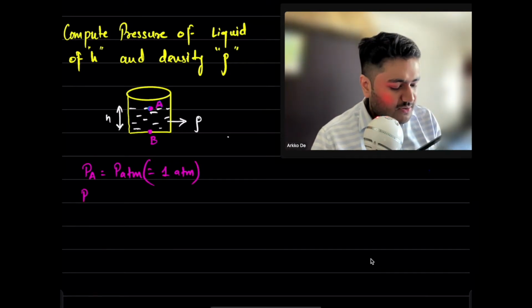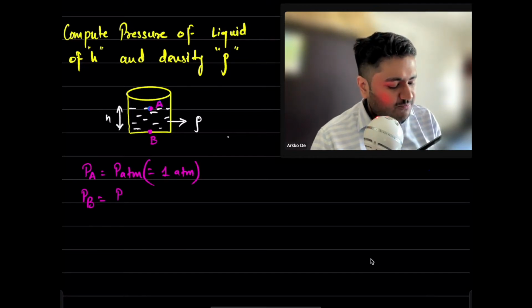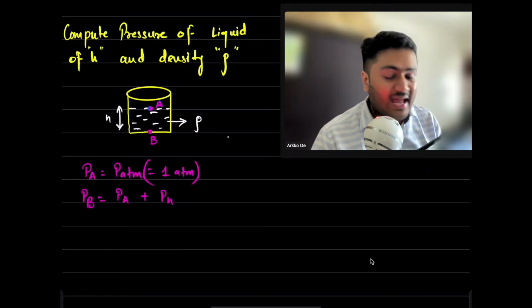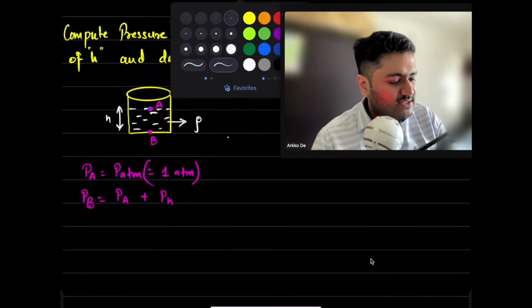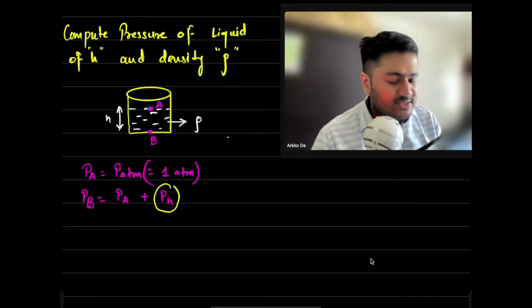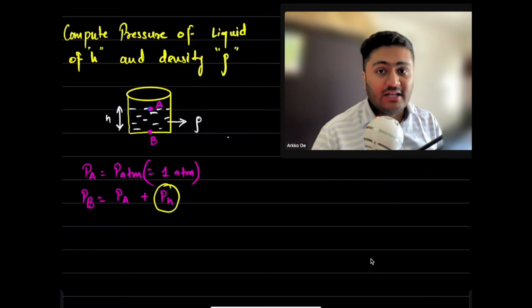Alright, so the pressure at point B will be the summation of P_A and the pressure due to the liquid column of height h. The objective of this video is to find this particular pressure, which is P_h. So let's make a small FBD, or free body diagram, of the liquid column.